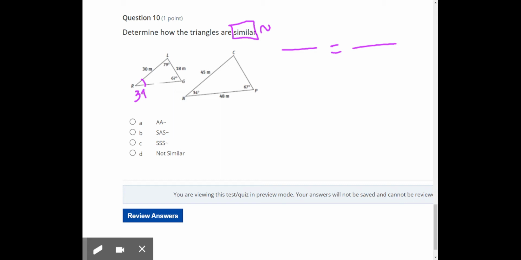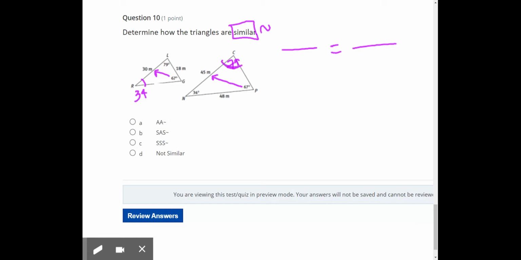So angle R is 34. That's nice because angle N is 34. And angle P and angle G are both 67. So that means C must be 79. Opposite the 67 and opposite the 67, they go together, right? And then opposite the 34, well, actually, that's all we need to do.